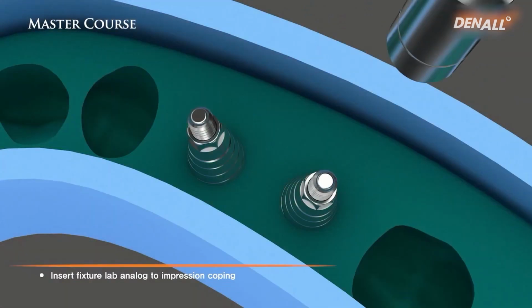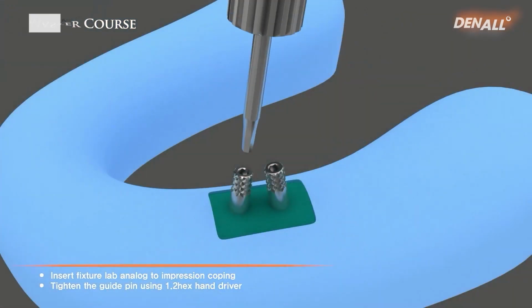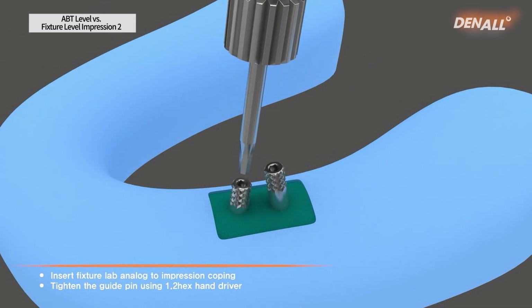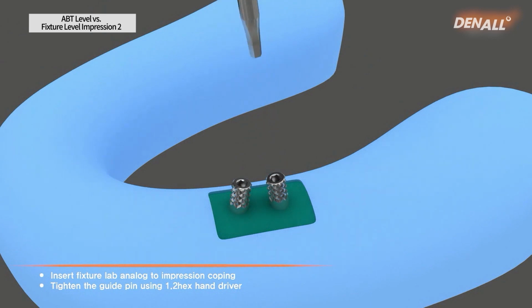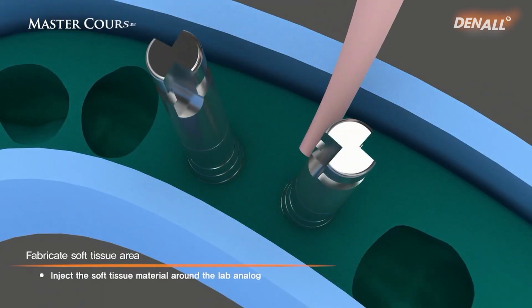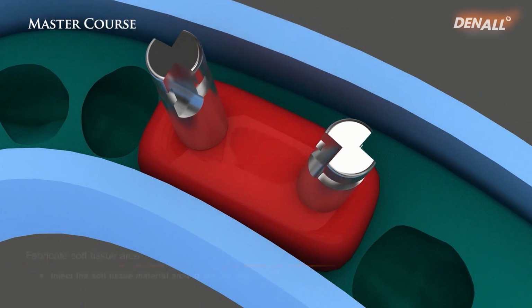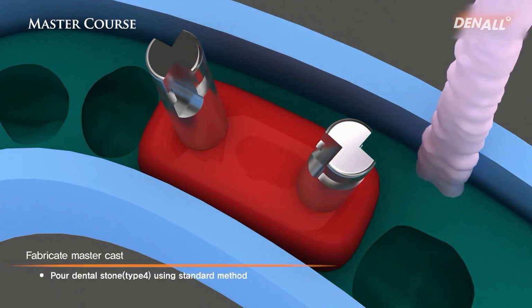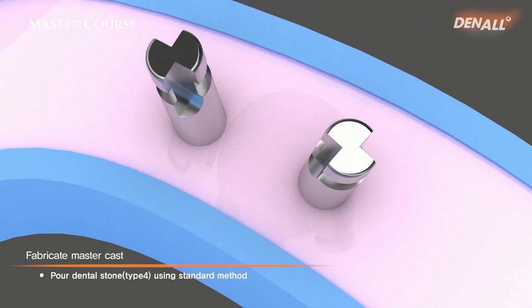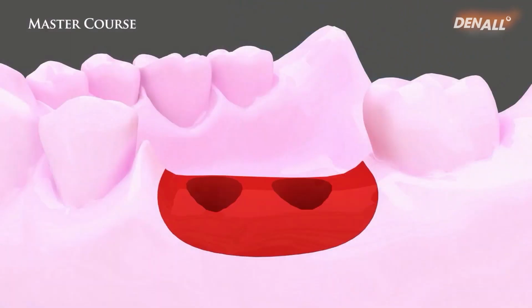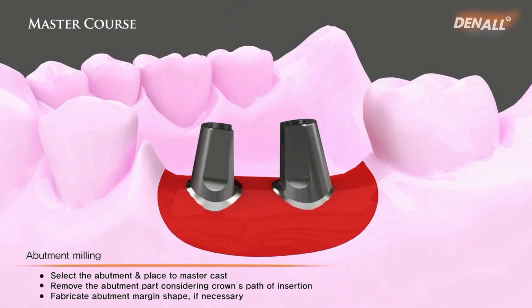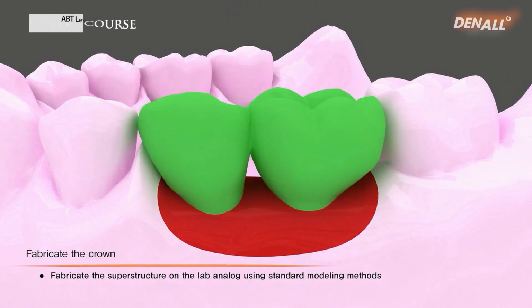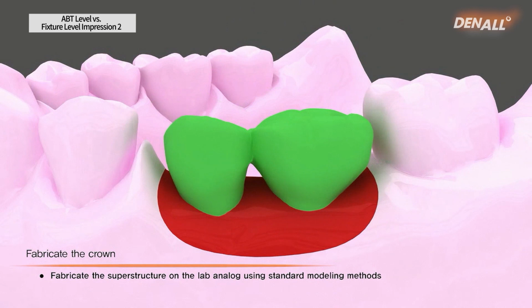And from the next step, please use carefully. The lab analog recreates the fixture form, and that lab analog is linked again to the pickup impression coping and screwed again. Then 3D positioning will be recreated. This is creating the soft tissue, creating gummy tissue, and then you pour cast. That means 3D positioning in the mouth is relocated to the cast model, and the abutment is selected and customized and then modified. In case of the custom abutment, of course, you don't need the modification step. And then you fabricate the crown.